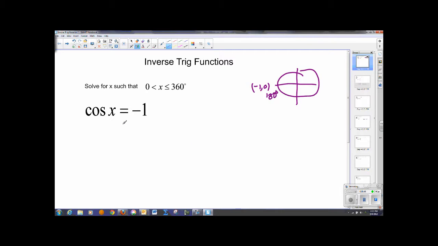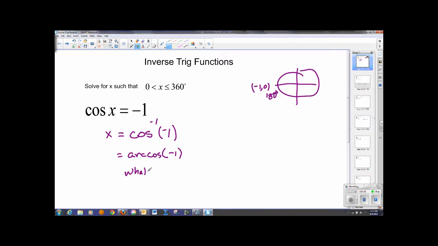Now, there's another way to write this that we've already used yesterday called using inverse trig functions. If I want to isolate x, that's the same as saying the inverse cosine of -1 is equal to x. Another way of saying that is the arc cosine of -1.